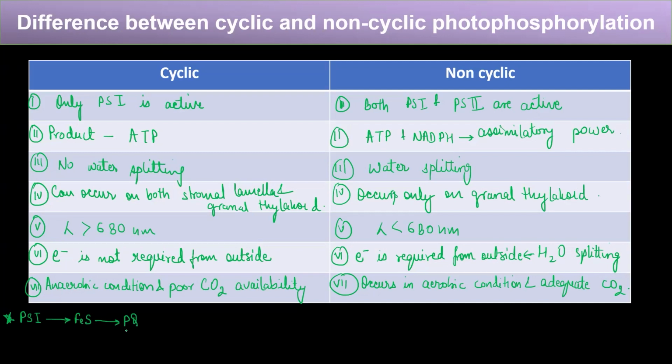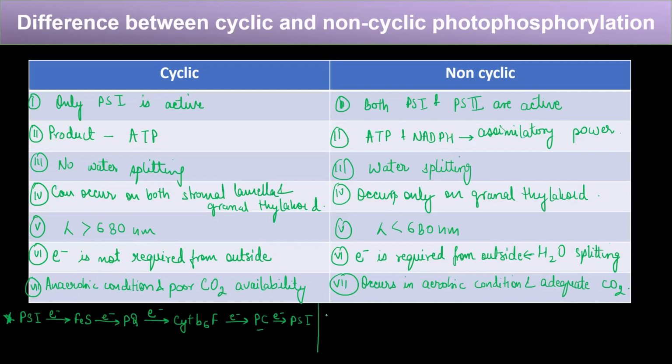Okay. Now, if someone asks, in case of cyclic photophosphorylation, what is the primary electron acceptor of FeS? So it's plastoquinone. Okay. Now, from plastoquinone, it goes to cytochrome B6F. And from here, it goes to plastocyanin, that is PC. And here again, it comes back to PS1. So if someone asks, what is the primary electron acceptor of cytochrome B6F? The answer will be PC, that is plastocyanin. Okay. Primary electron acceptor means the carrier that accepts the electron from the carrier preceding it, right? So this is the chain of electron transport in the case of cyclic photophosphorylation.